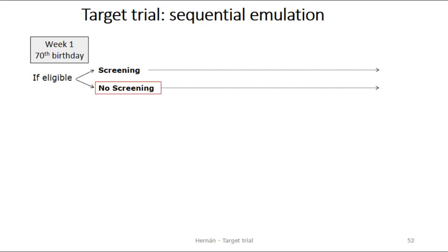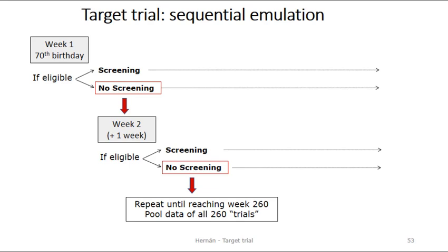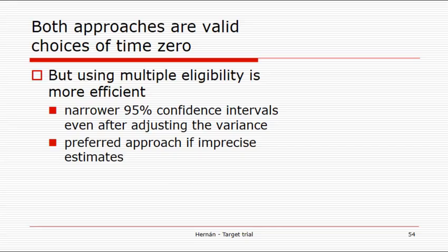Now, among those who were not screened, we go to the next week. And if the person still meets the eligibility criteria that week, we put that person in the target trial that we are emulating for that week and put that person in either the screening group or the no screening group. And we keep doing that. So after doing this, we are emulating 260 trials. Each trial has the baseline at a different week. They all have a follow-up of 10 years, but we are starting the baseline at different weeks.